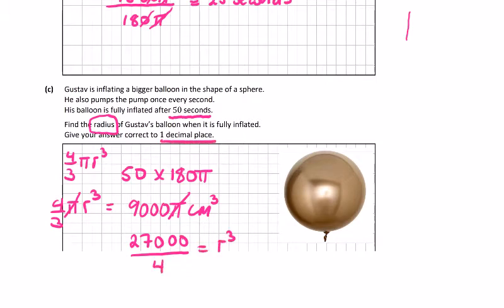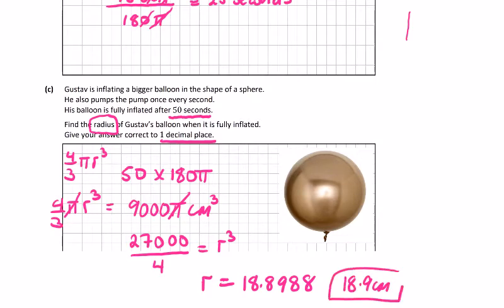Correct to 1 decimal place, we need to get the cube root. r is equal to 18.8988, and to 1 decimal place will be 18.9 centimeters for Gustav's balloon. That's a big balloon.